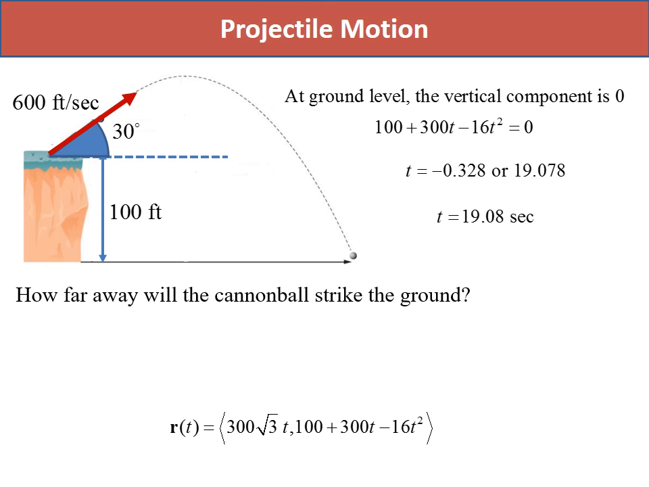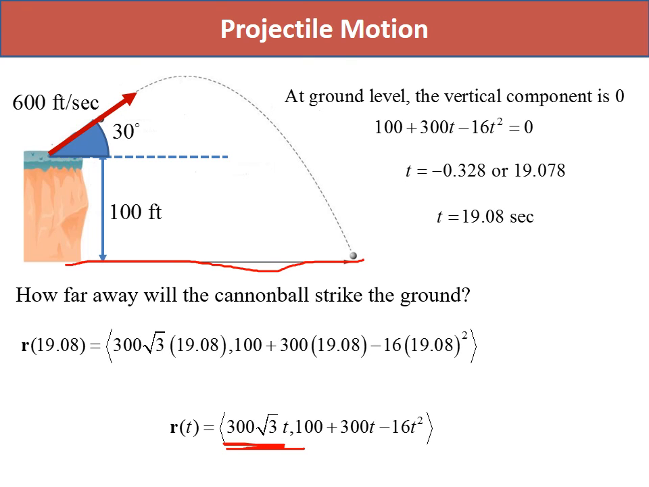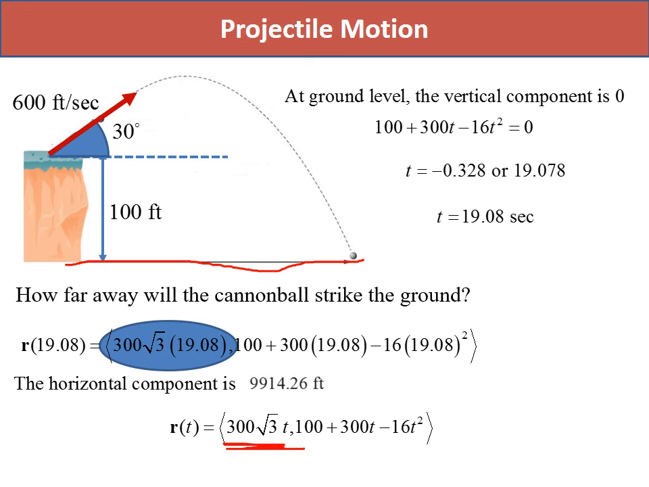Now to find the distance away that the cannonball strikes the ground, we already know the time of flight until the cannonball strikes the ground. We simply notice that the distance away is nothing more than the horizontal component. And so we plug in to the horizontal component the 19.08.